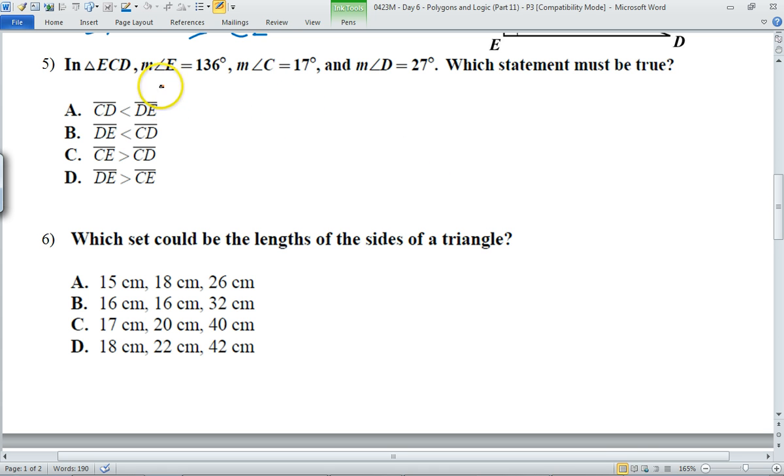So, looking at number 5. They're talking about triangle ECD. I don't see any triangle. What am I supposed to do? I'm supposed to make one. I'm supposed to draw a picture. So that's another big thing that I'm looking for from you guys, both in your packet and on your scratch paper when you take the actual EOCT. I want to see lots of pictures everywhere, please. So let's go ahead and just draw a triangle real quick.